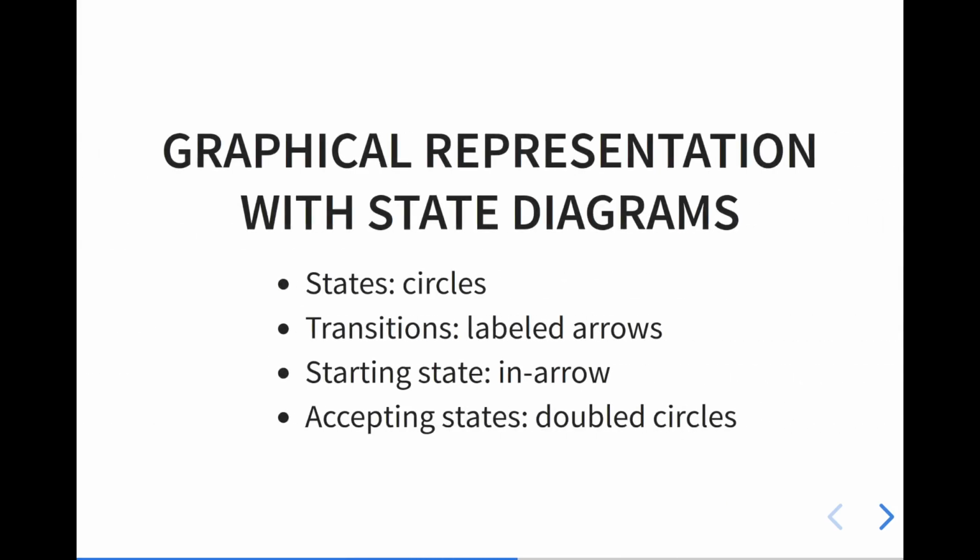And I showed intuitively the diagrammatic representation of this, but there's a few extra features of this graphical representation, some conventions that we can use in order to track the input states and the accepting states. So just like before, states are circles, transitions are labeled arrows. The starting state is an in arrow with no preceding state. And accepting states, when you've successfully matched the input, these are with double circles.